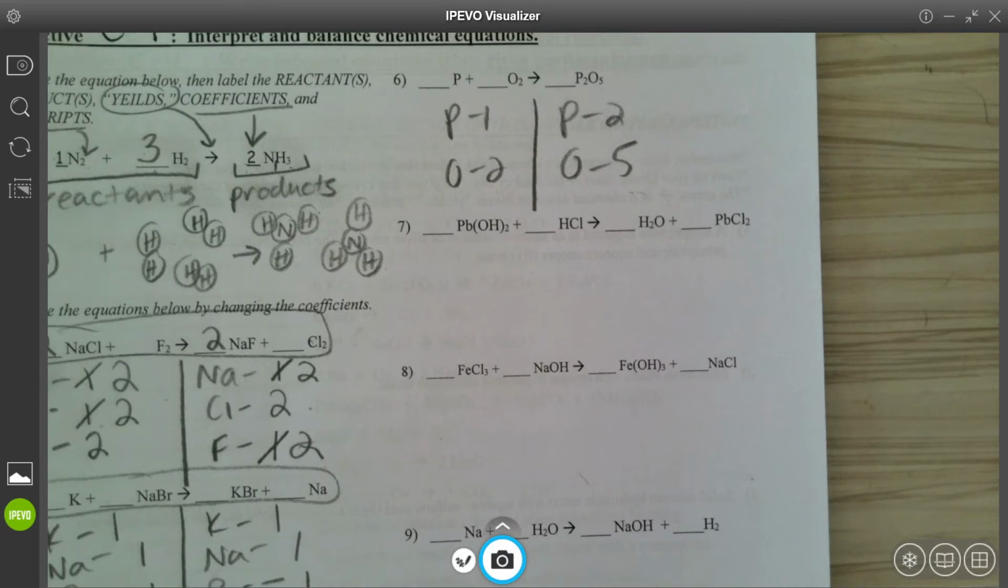So with the polyatomic ions, you can break them up. So the OH in number 7, you can count the O and H separately. Just remember to distribute the 2. So if it's OH in parentheses with the 2 on the outside, that's 2 O's, 2 H's.